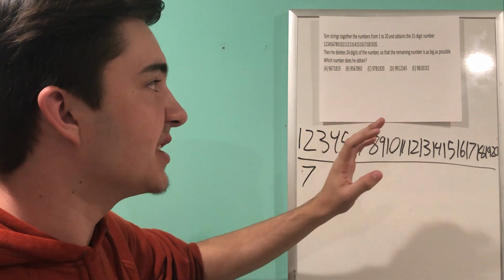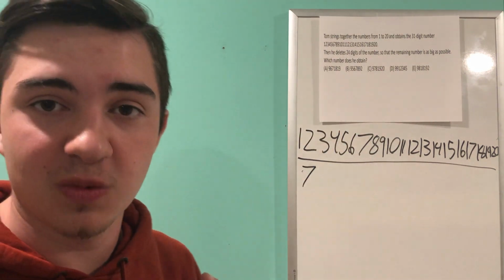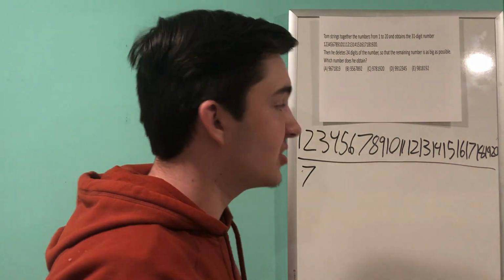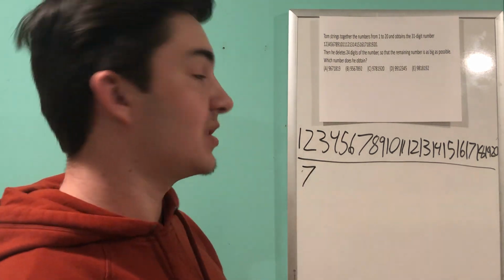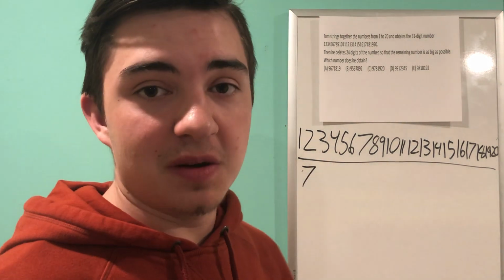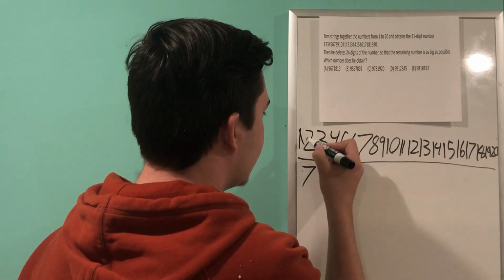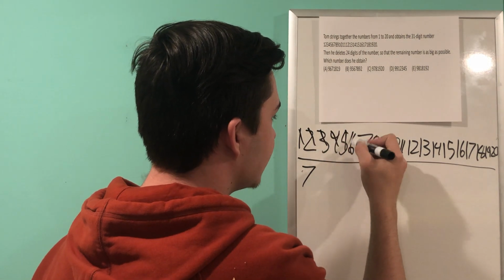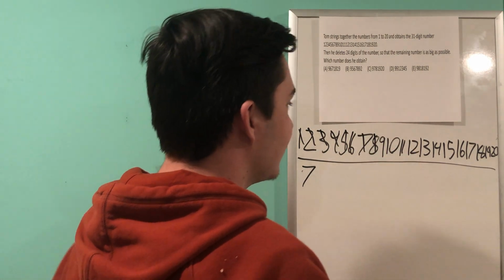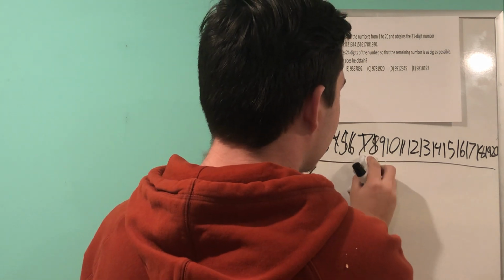All of them are 7 digits, and all of them start with 9. So because every answer starts with 9, we know the first number has to be 9. Let's get rid of numbers until we hit 9: 1, 2, 3, 4, 5, 6, 7, 8. So we get rid of 8 numbers right there.